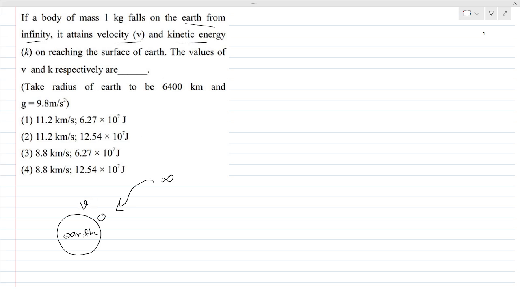and the kinetic energy, say K, on reaching the surface. What are the values of v and K respectively? Here the radius of the earth and the g value are given. Now I hope you remember about the escape velocity.